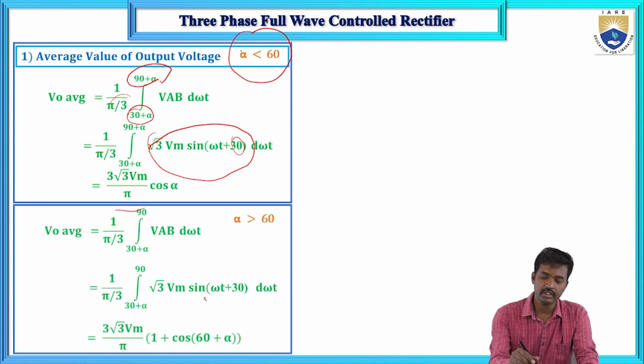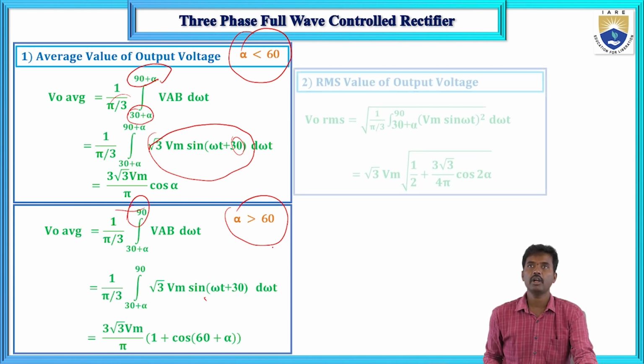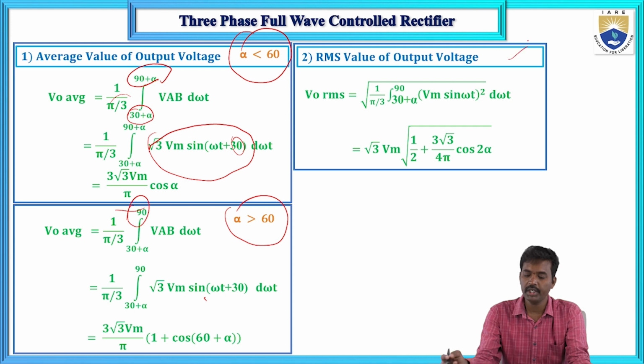And this is only for less than 30, but here greater than 30, it will conduct up to 90 degrees only. So now here that is VAB root 3 Vm sin omega t plus 1 by pi 30 plus alpha. So that is root 3 Vm by pi 1 plus 60 plus alpha. So this is the RMS output voltage waveform for 30 plus alpha to 90 plus alpha, and Vm sin omega t whole square d omega t that equals root 3 Vm under root 1 by 2 plus 3 root 3 by 4 pi cos 2 alpha. So these are the formulas.